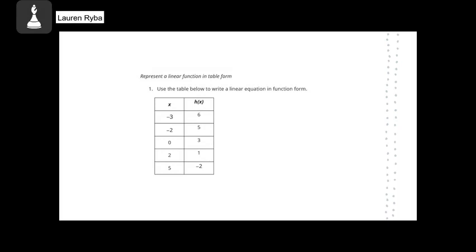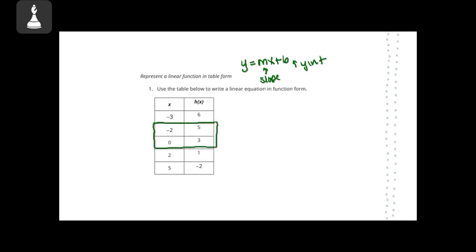This table represents a linear function, and we need to write the equation of it. If we remember, that is y equals mx plus b, where m is the slope and b is the y-intercept. So for slope, we just need to pick a pair of points. It doesn't matter which pair we pick. So let's pick this pair. We need to find the change in y and put it over the change in x. So 5 to 3 goes down 2. X, negative 2 to 0 is going up 2. So the slope, change in y over change in x, negative 2 over positive 2 is negative 1.